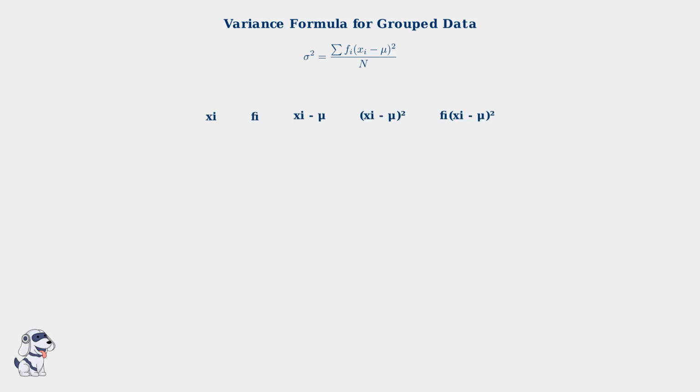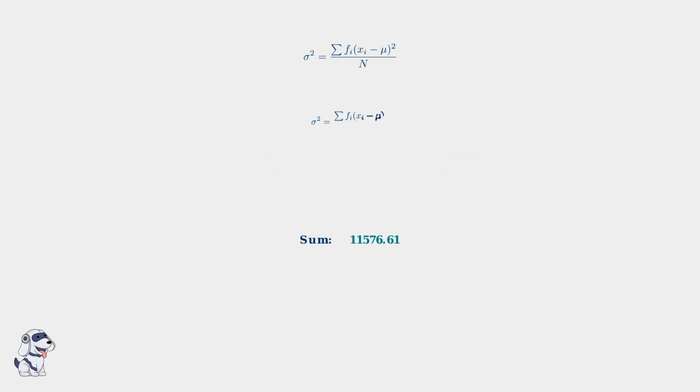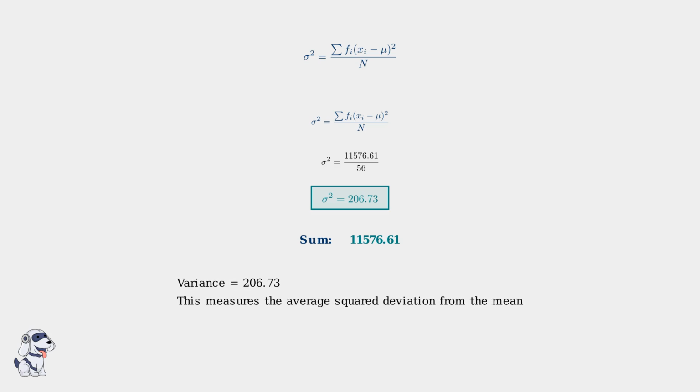We'll calculate the deviation, squared deviation, and weighted squared deviation for each class. Now we'll calculate each row step by step. For each class, we find the deviation from the mean, square it, and multiply by the frequency. Now we sum all the weighted squared deviations and divide by the total number of observations to get the variance. The variance of our group data is 218.23. This tells us how much the data values deviate from the mean on average. A higher variance indicates more spread in the data.